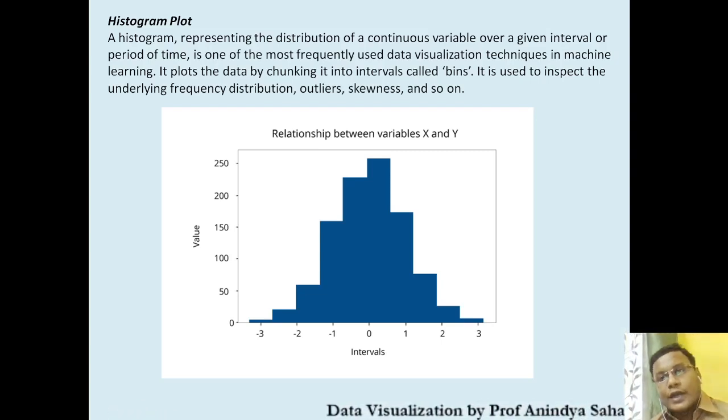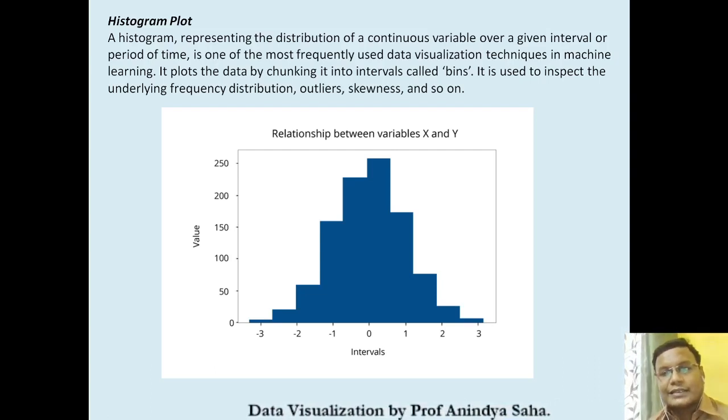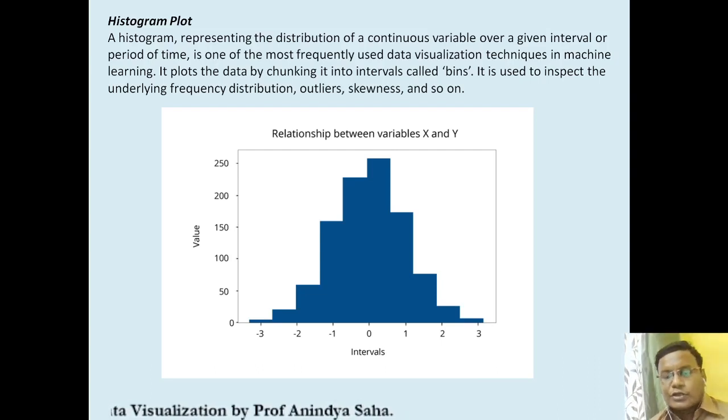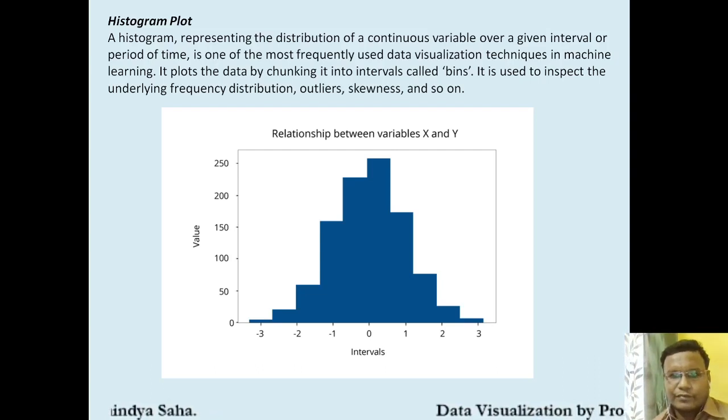That means when you have a continuous variable, again I repeat, when you have a continuous variable or an interval of a period of time, then you must use the histogram. It plots the data by grouping it into intervals called bins. It is used to inspect the underlying frequency distributions, outliers, skewness, and so on.